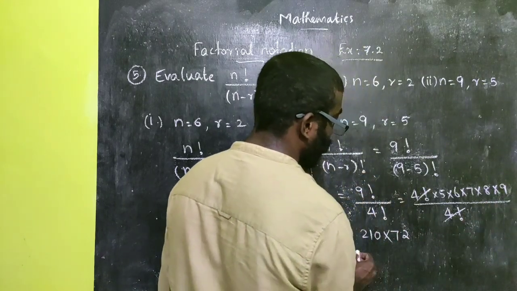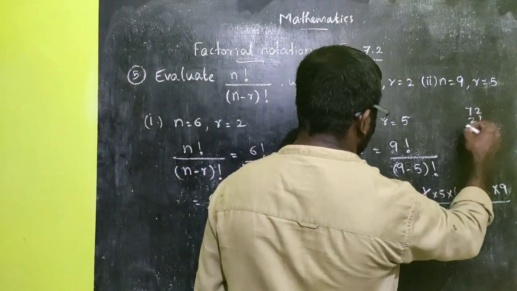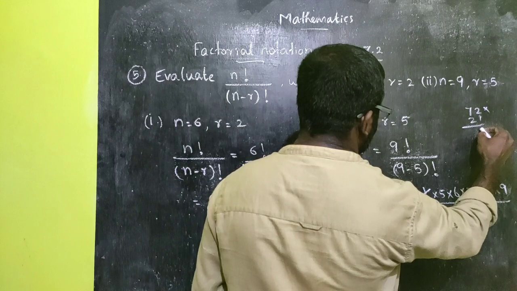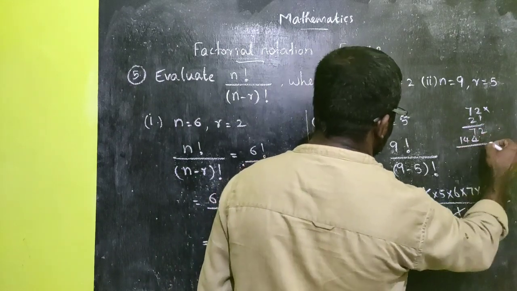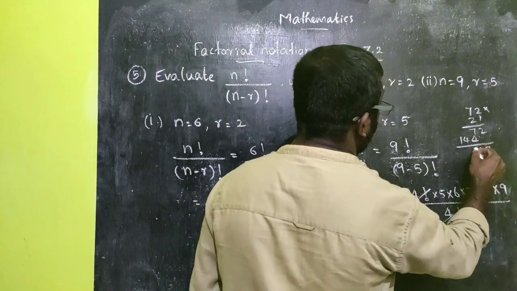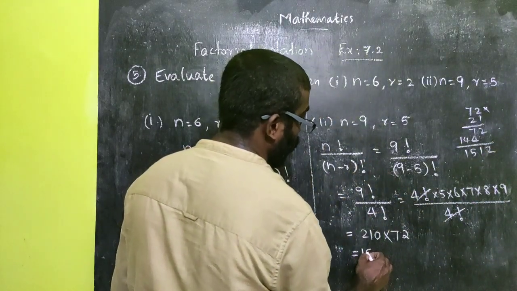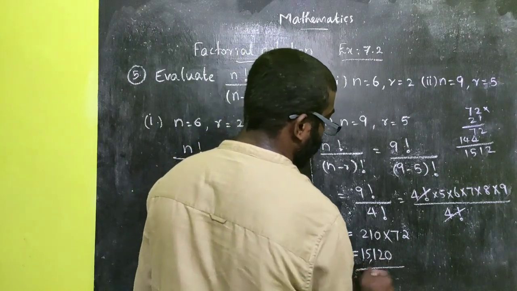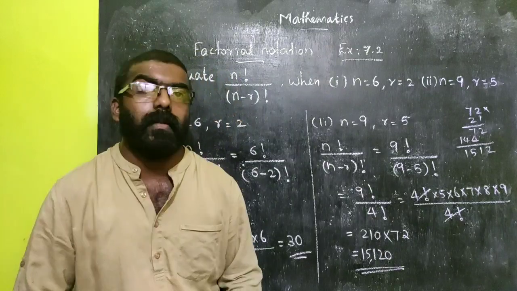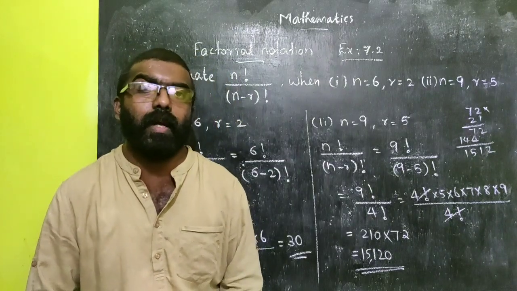72. Now we can multiply these two values. 72 into 21. Here 72, then 4, 14, 2, 1, 5, 1. So 1512. Then 1 0. So 15,120. So the final answer is 15,120. Okay.